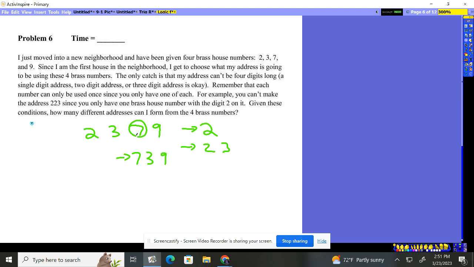You can't go 777. Doesn't work. It's got to be 7, then maybe the 2, then the 3, or maybe the 9, the 3, then the 7. You can't use a digit twice because this is all you have. You have 4 little things and you've got to hang them up. And you get to decide how many different addresses can be created that way.